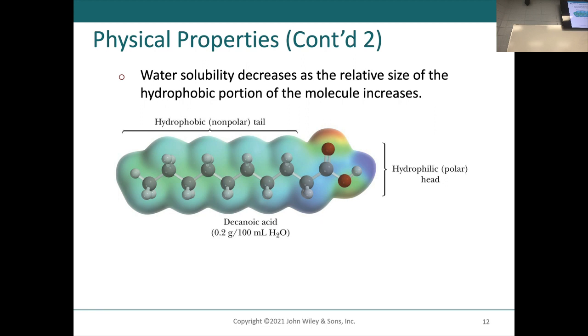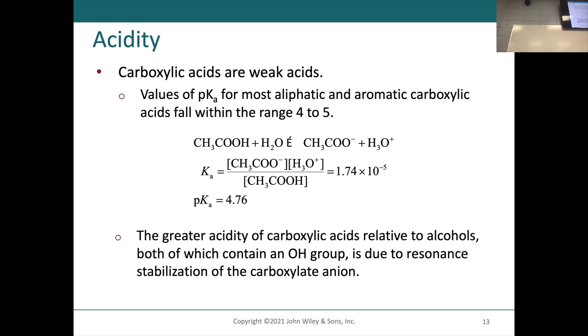That's the big use of these carboxylic acids. Okay? As we said, carboxylic acids are weak acids. The pKa values for most of these, again, are going to be between 4 and 7. This is the pKa for acetic acid, the principal acidic component of vinegar, right? It has a pKa of about 4.76.